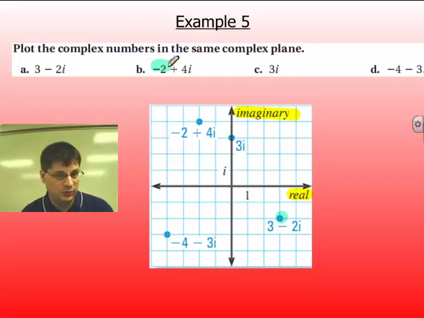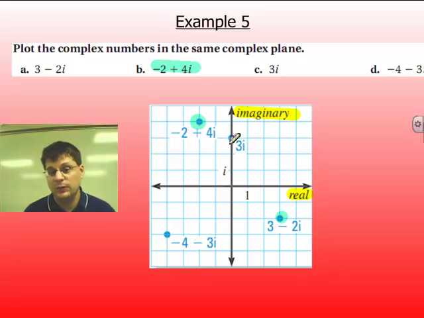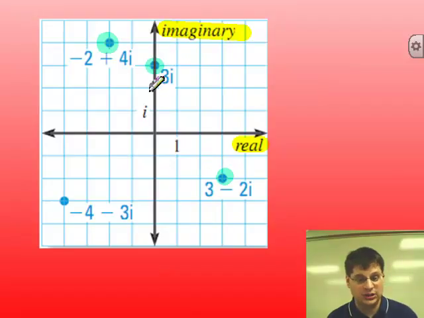If I had, let's look at b here, minus 2 plus 4i, we would start here at the origin, and we would go negative 2 on the real, and then up 4i on the imaginary. So that would be that one. So 3i has no real component, it's just purely imaginary, so therefore it's just on the imaginary axis. There's nothing real about it. And finally, d, we would go left 4 on the real and down 3i, and that would be that point.